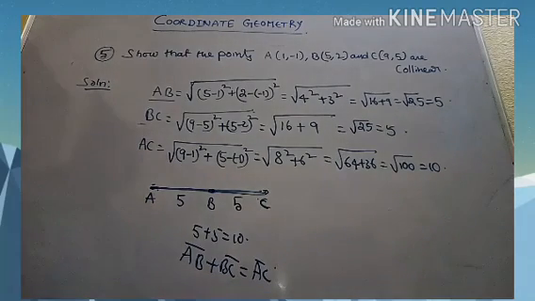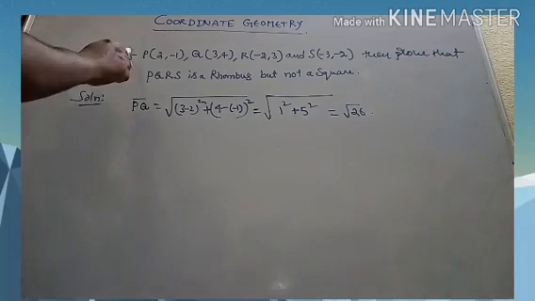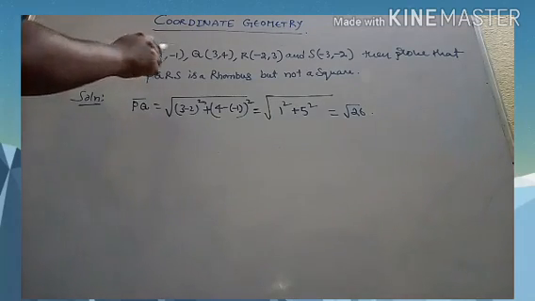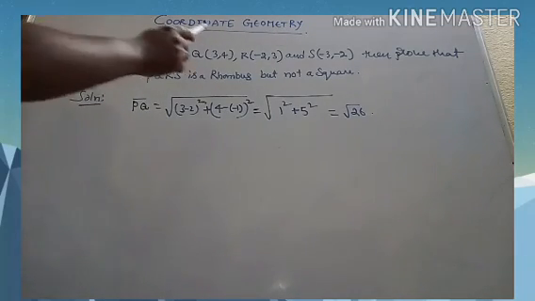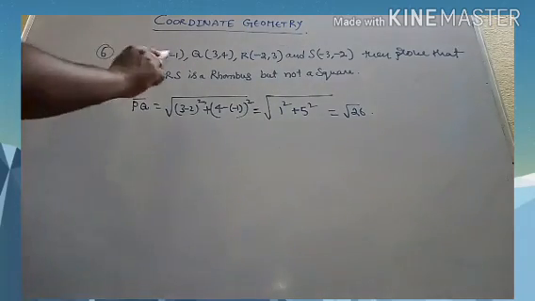They have given the sixth one: if P is (2, -1), Q is (3, 4), R is (-2, 3) and S is (-3, -2), then prove that PQRS is a rhombus but not a square. How we will be doing this is the solution part, my dear students.